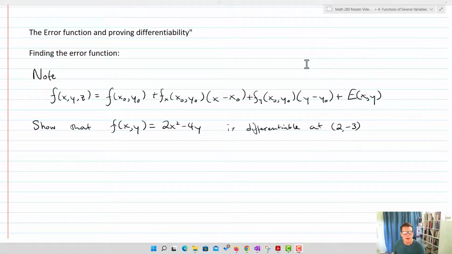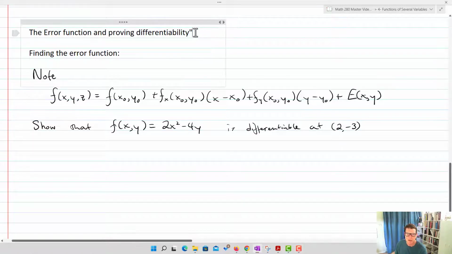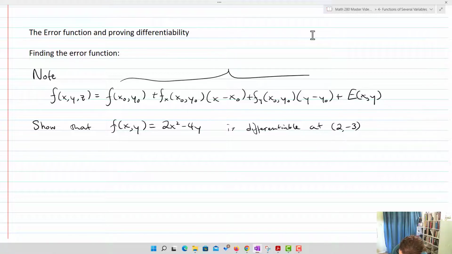All right, so let's look at this error function and figure out how we use it to prove differentiability. If you remember, we have this equation: f of x, y, z equals the tangent plane plus some kind of error. Let's look at an example to show how we find e of x, y, and then prove differentiability using that e of x, y. So we've got to figure out what it is.